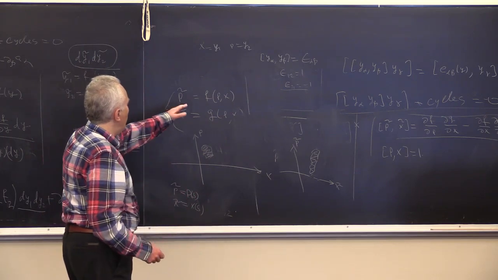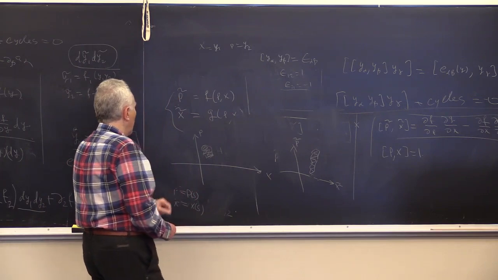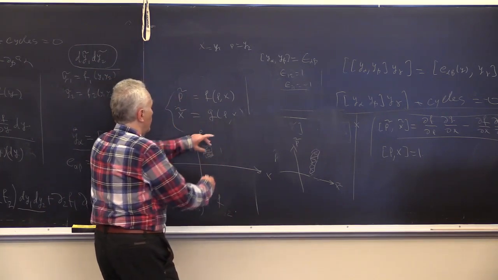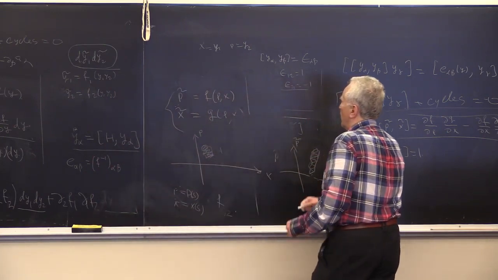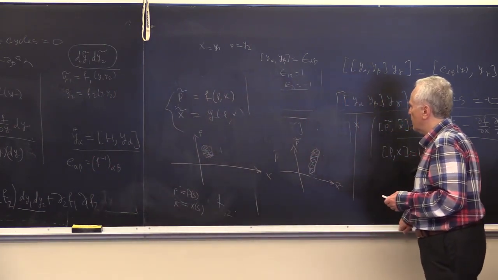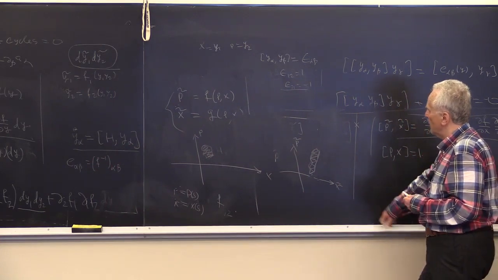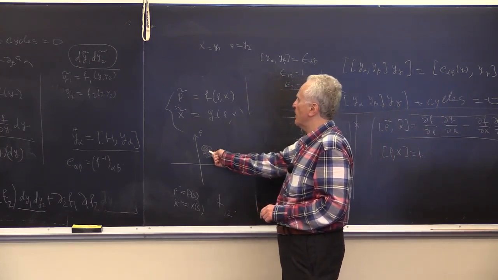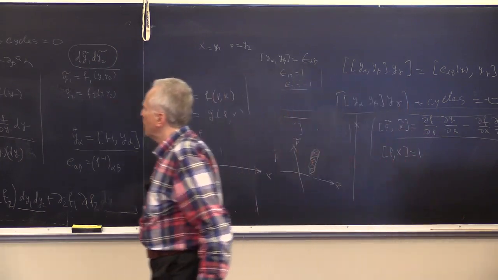And now we make this, well, that's the original. And now we make the transformation, we get a different curve, which is written here. And so what it tells us is that the volume of the original domain is the same as the volume of the finite domain.